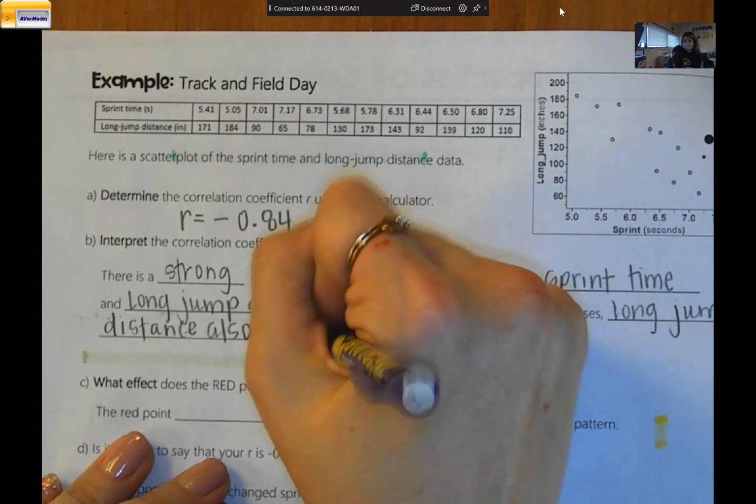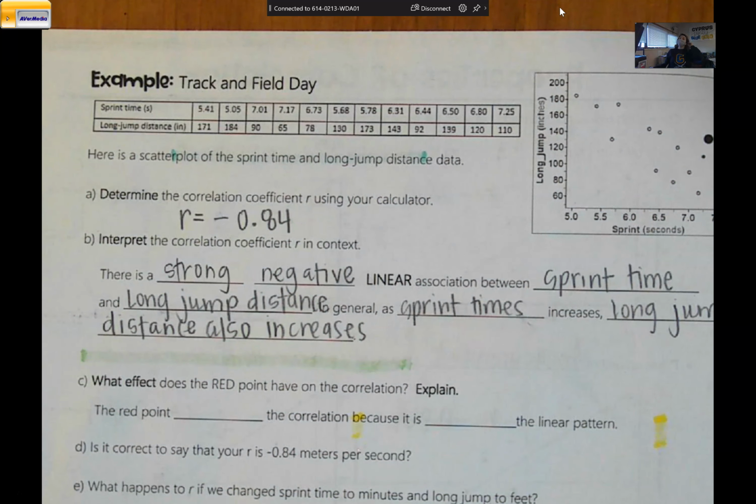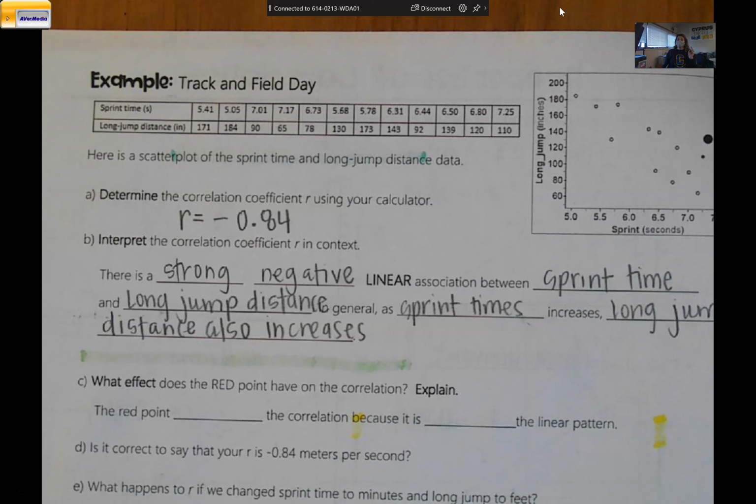So we know that there's some relationship. We don't know if it's the sprint time causing the long jump situation. I bet it's something to do with their training, like the muscles and body muscle memory that you use for a sprint is different than what you use for a long jump, and they don't lend well to each other. You know what I'm saying? Maybe. I don't know. But there's obviously a relationship.